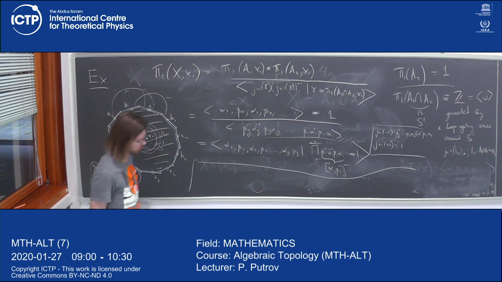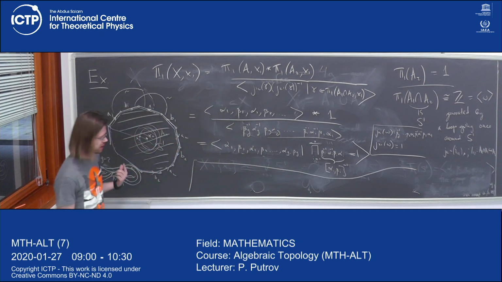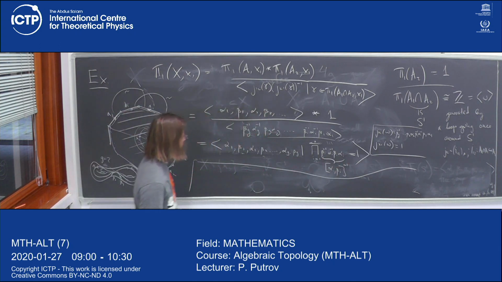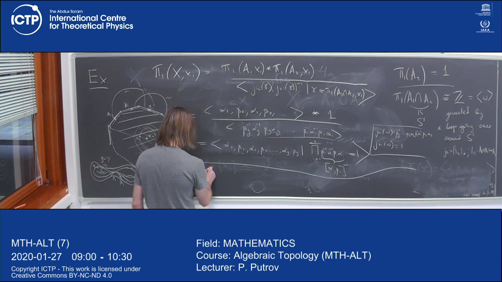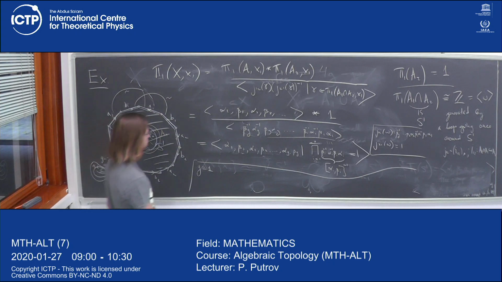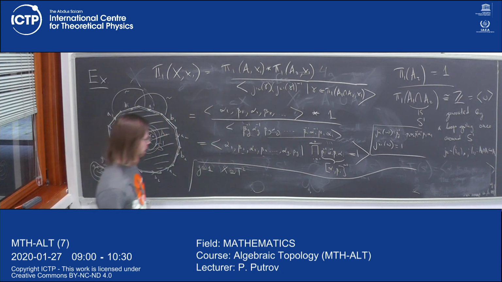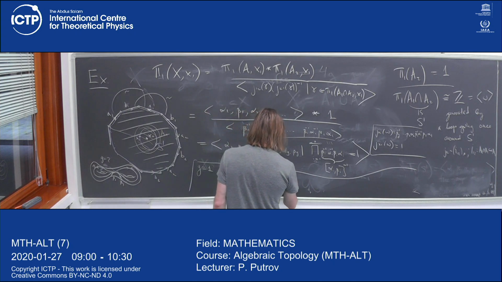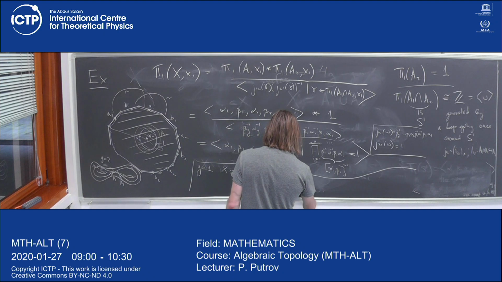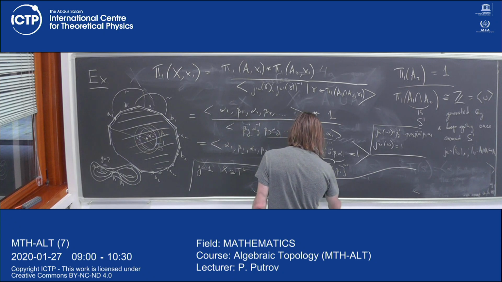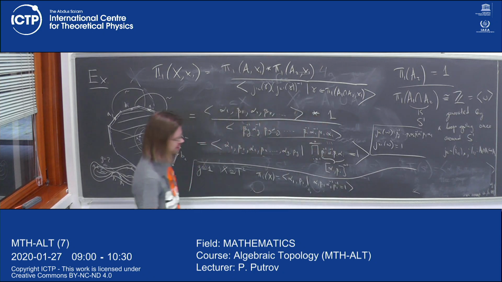The result is again a group with 2g generators and a single relation that the product of commutators is equal to 1. So let's see if it's indeed consistent with the case g equals 1, which we calculated in a different way. So g equals 1, X is homeomorphic to T2, and this calculation gives us a group with 2 generators and a single condition that these generators commute.